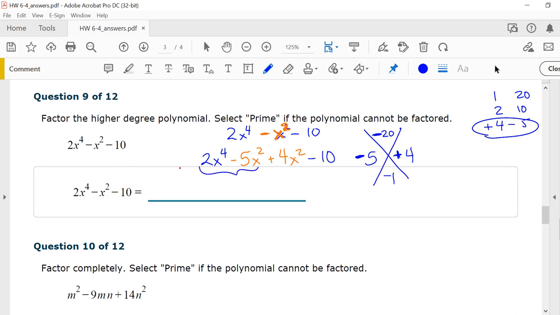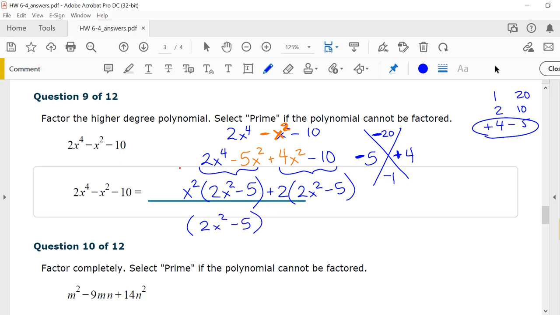All right, grouping these two and then those two. I can now pull out an x squared. I'm left with 2x squared minus 5. I can pull out a 2 and I'll be left with 2x squared minus 5. So this factors to 2x squared minus 5 times x squared plus 2.